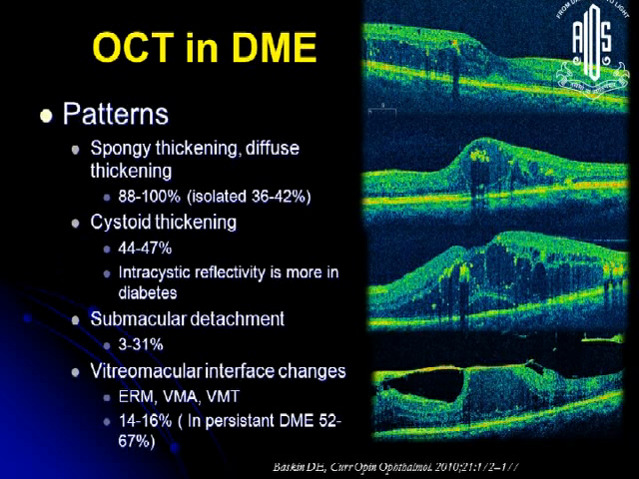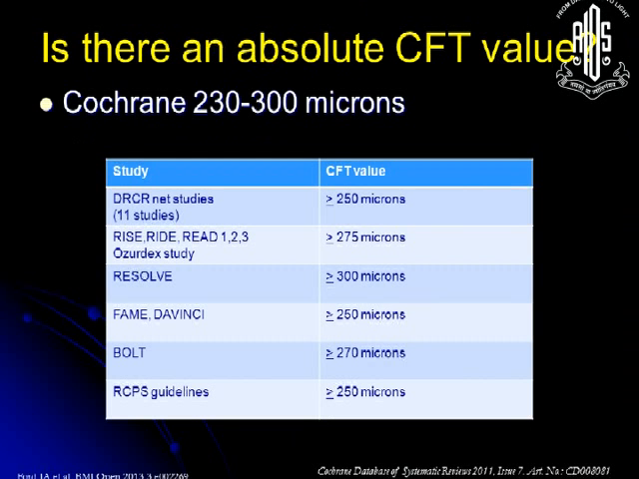Various patterns of DME have been described: spongiform thickening, cystoid thickening, submacular detachments, and vitreoretinal interface changes. Now, is there an absolute CFT value? If you look at all the recently conducted studies, you see the values have been different.